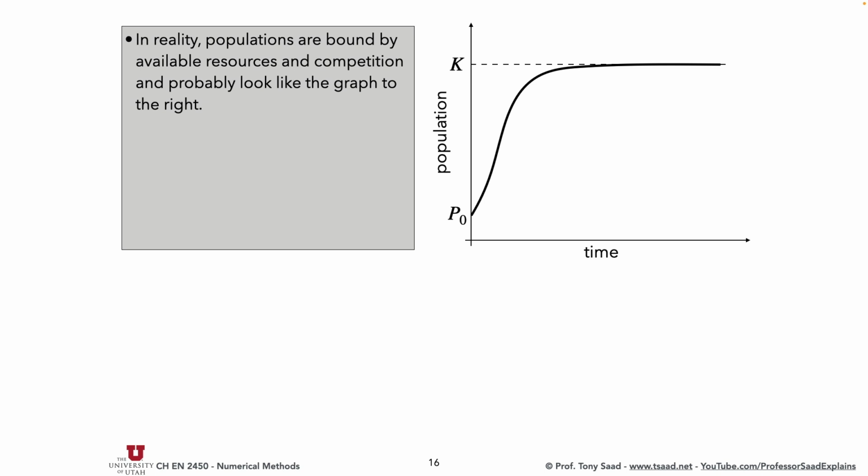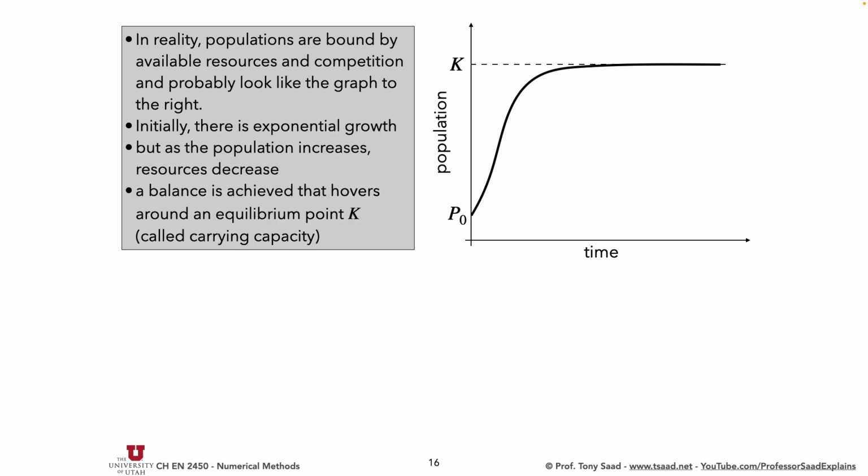So now, in practice, populations are actually bound by available resources and competition and predation and all sorts of things. And typically, they look like the graph to the right. Take any population in an ecosystem: lobsters, birds, rats, etc. With a given availability of resources, they populate, and then they reach a steady state and stabilize. So it looks like this. Initially, there's exponential growth, and then it flattens out at some number k.